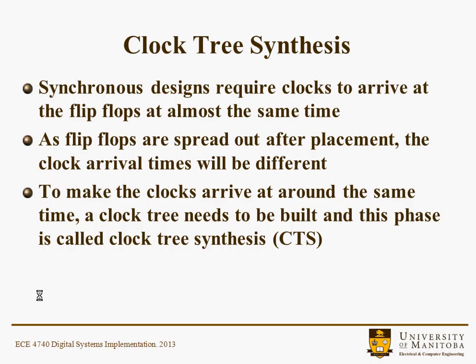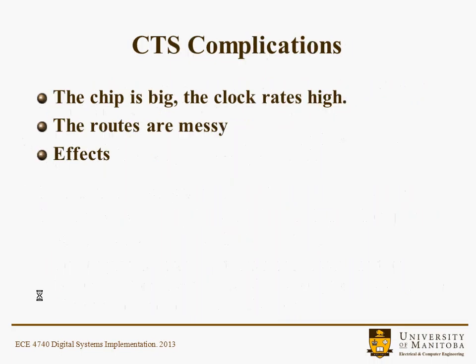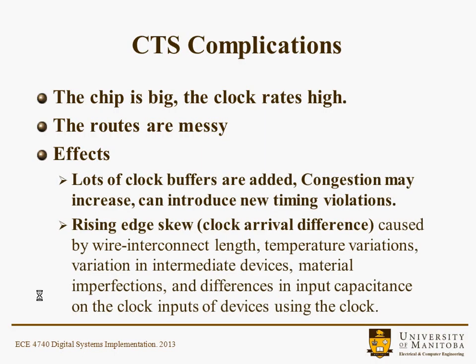In this phase, the tools build the clock tree by adding buffers to the clock path and delaying the fast arriving clock to match a slow arriving clock. Some of the complications arise because the chip is very big and the clock rates are very high. The routes are messy, and some of the effects of this are that perhaps a large number of clock buffers is going to be added, so that adds more devices onto your chip. It could cause additional congestion and may introduce some timing violations on its own.